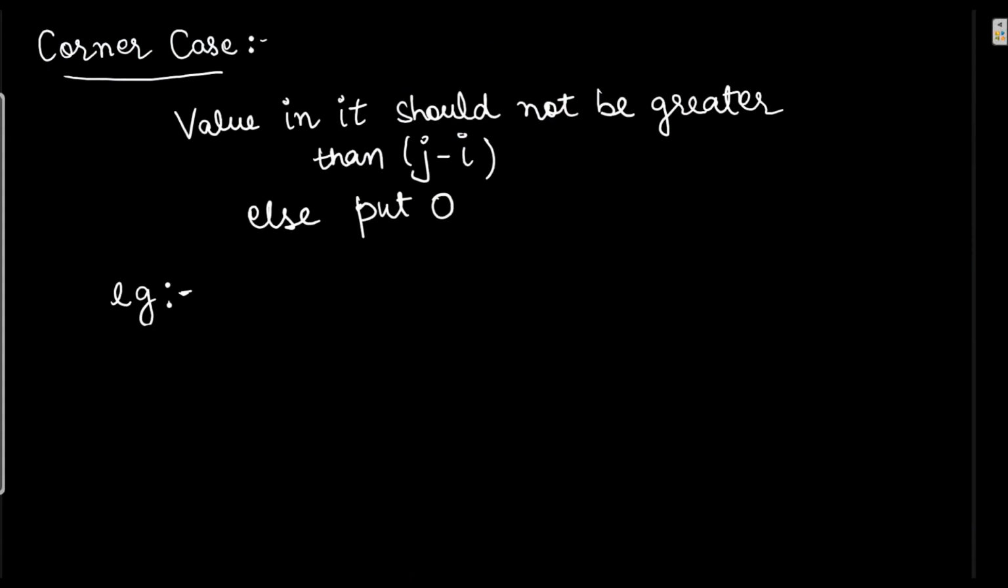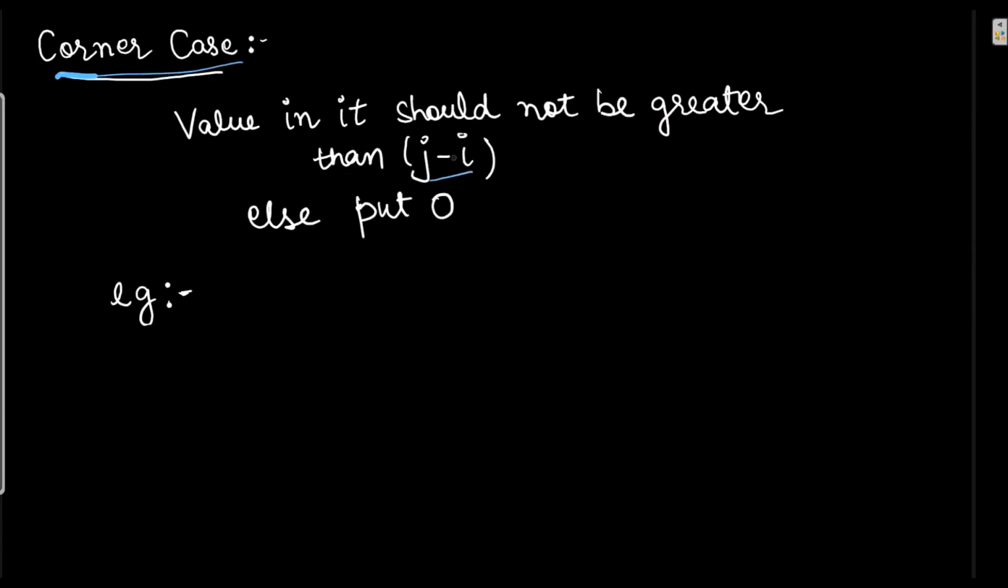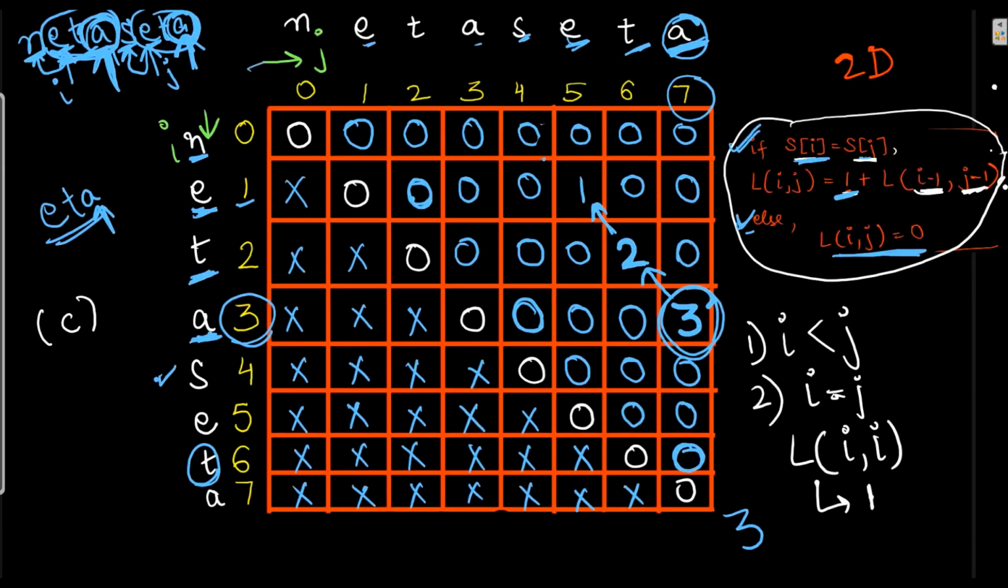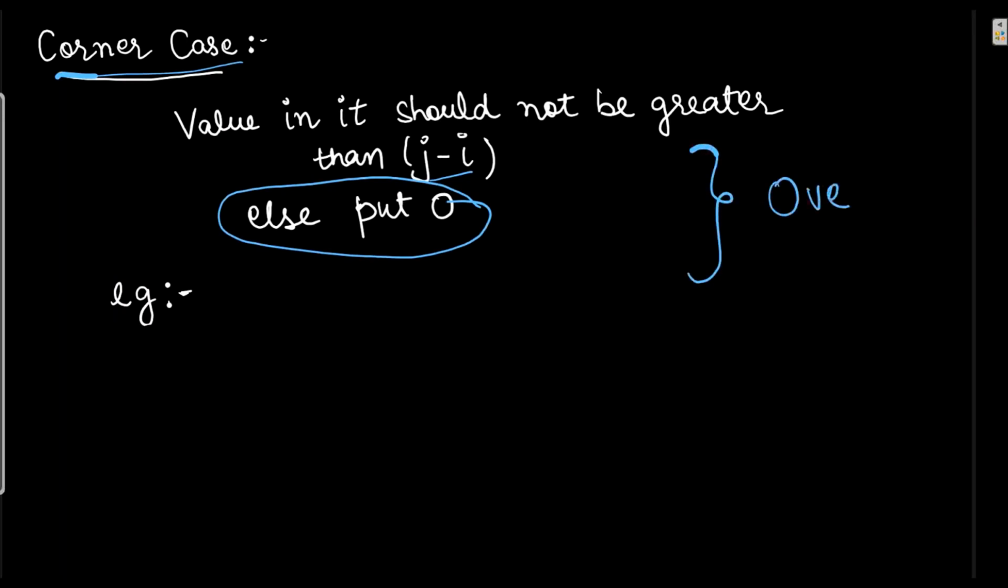But there is a problem. There is a corner case over here. Let's say here we have some value which is greater than j minus I. That means here the value j index minus ith index, if it is greater than, then you need to put 0 over there. This is probably the condition of overlapping.